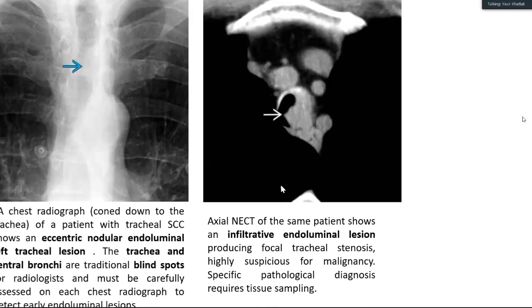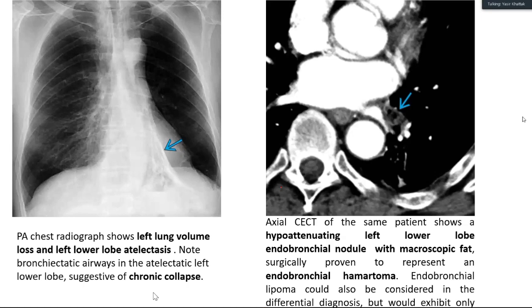And you should also take a look at the trachea. In addition to the bronchi, sometimes you see endotracheal lesions, which can be a malignancy. Sometimes you can see chronic collapses like this one, with bronchiectatic airways. So if you see collapse with bronchiectasis associated with it, that's a case of chronic collapse.